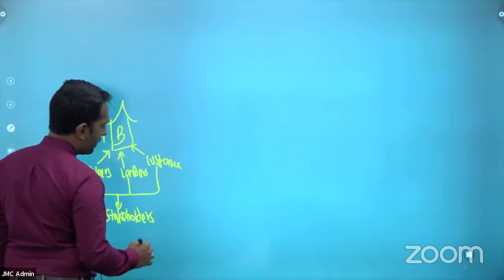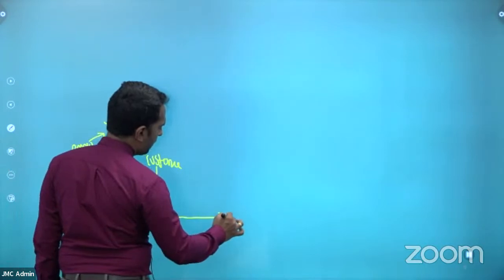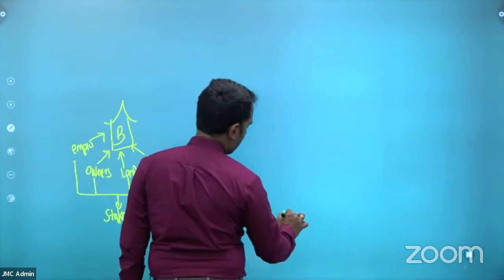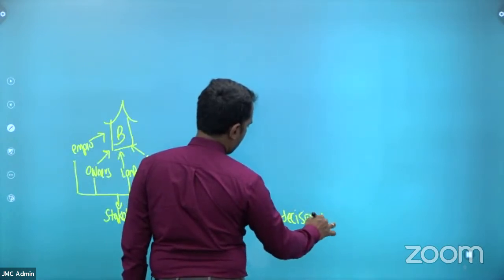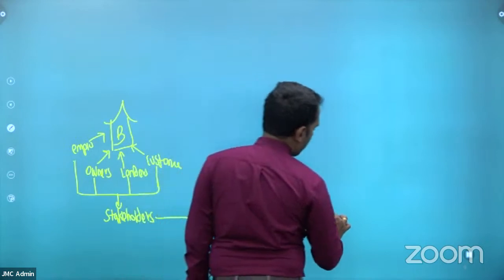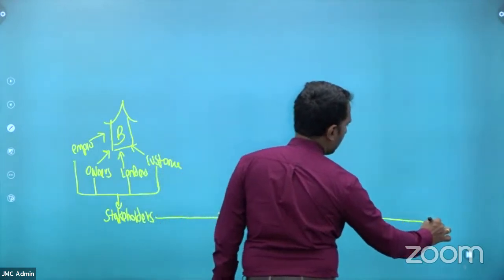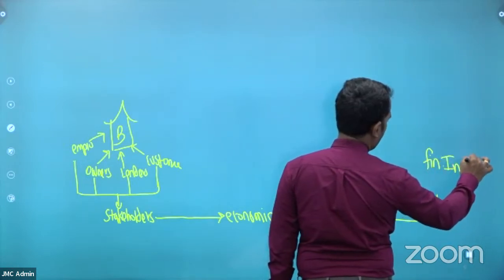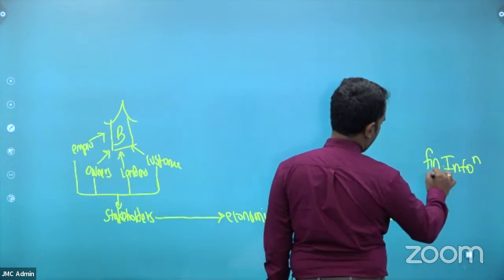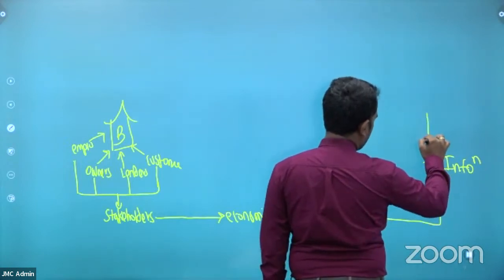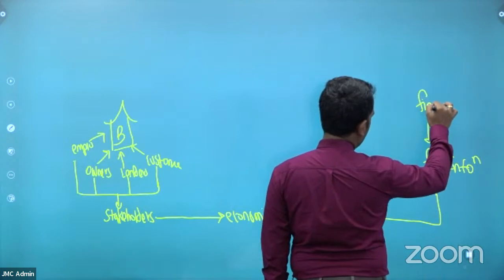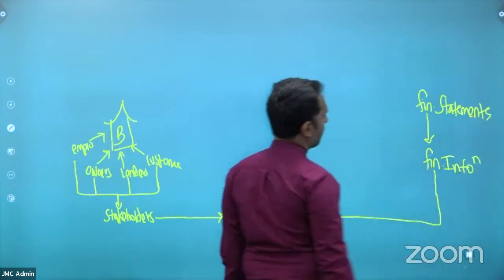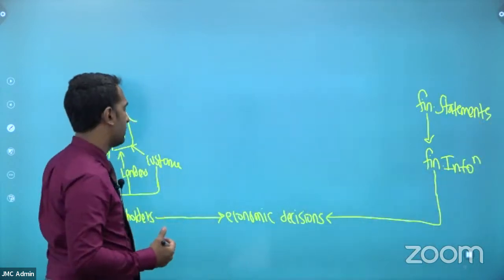The stakeholders are waiting to make economic decisions about the business. For them to make economic decisions, what they need is financial information. Financial information is provided through the financial statements.